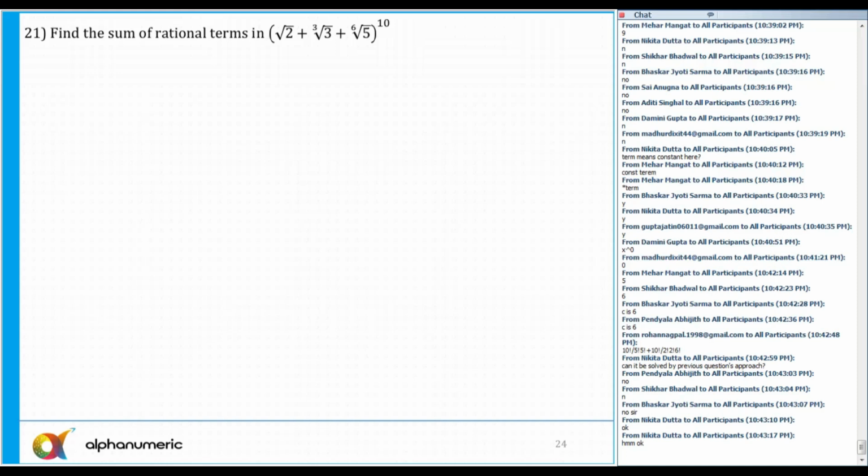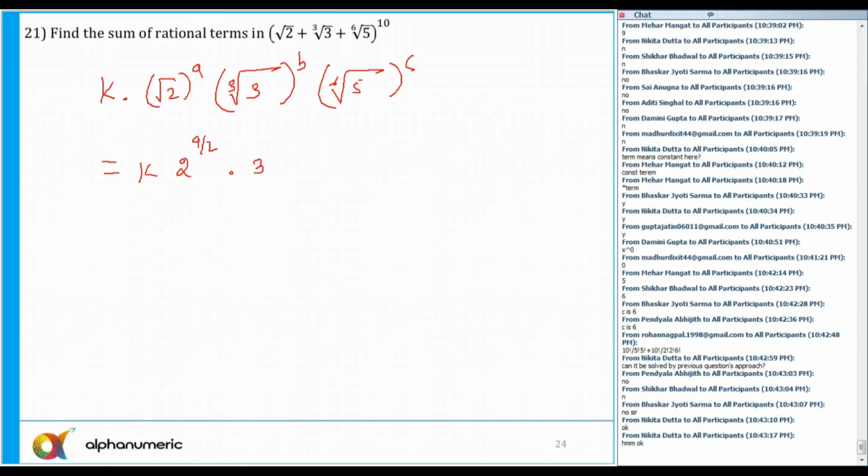Find the sum of rational terms here. Now, what is the general term? The general term will be k into root 2 raised to power a into cube root of 3 raised to power b into sixth root of 5 raised to power c. So, which is equal to k into 2 raised to power a by 2 into 3 raised to power b by 3 and 5 raised to power c by 6.